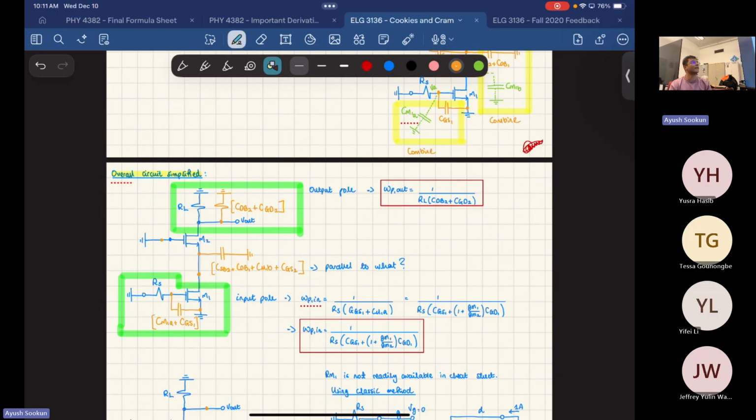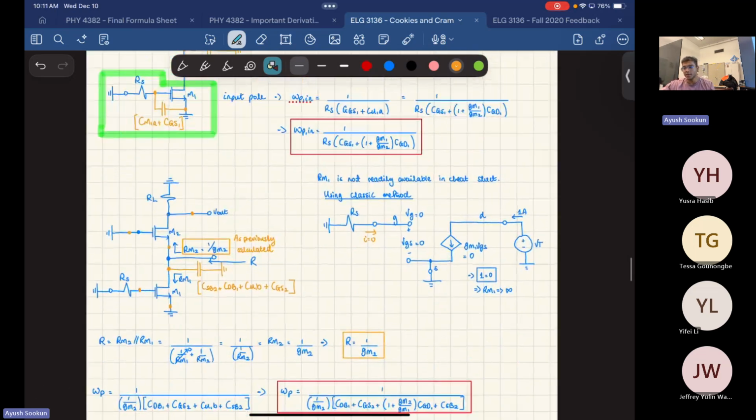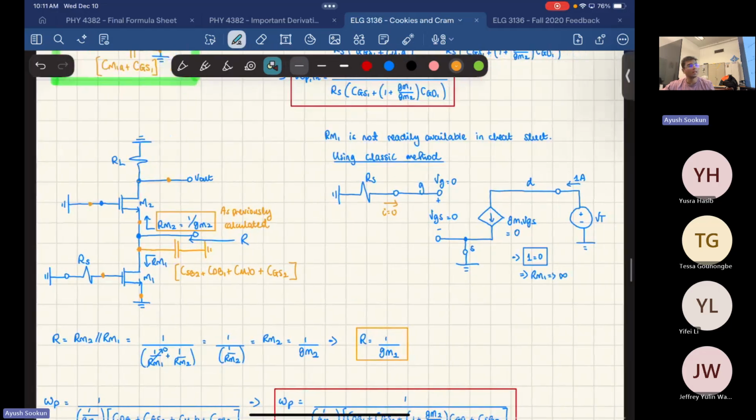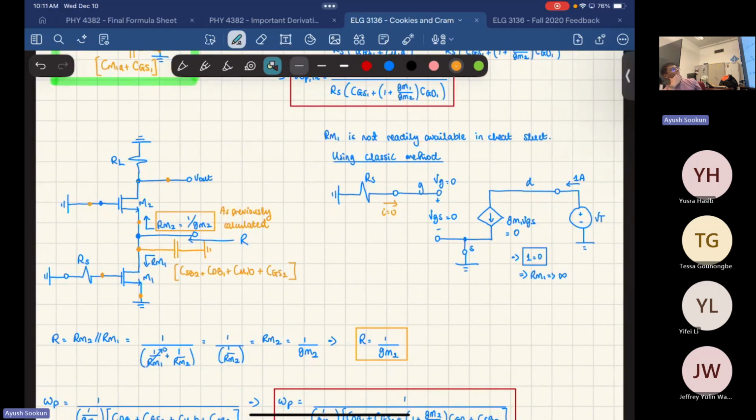Yeah? So, and then what is this parallel to? Parallel to what, question mark? So to reveal that, we're just going to go down here. It's parallel to the equivalent impedance R seen from here. So the capacitor is here. It has to be parallel to something that's connected to ground. But that something is the entire circuit without the capacitor, as seen from the capacitor, I should say.